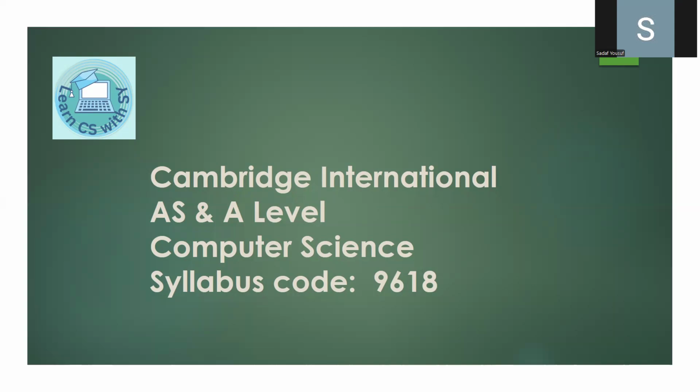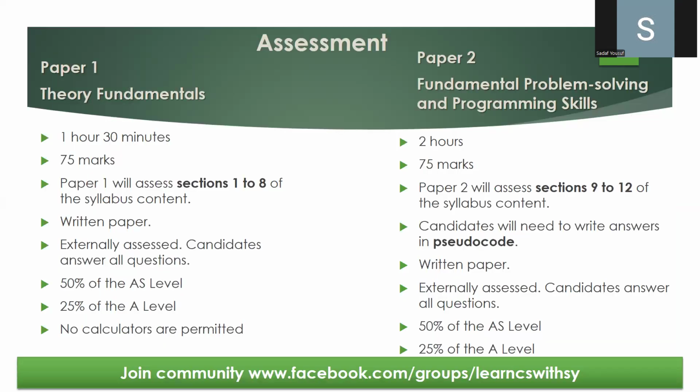The very first thing that you all need to know is the assessment. For the students who are planning to offer computer science, you have to appear in two papers in AS level, papers 1 and 2. Paper 1 is Theory Fundamentals. The paper is of 1 hour 30 minutes duration, 75 marks paper. For this, you have to study sections 1 to 8 of the syllabus content thoroughly.